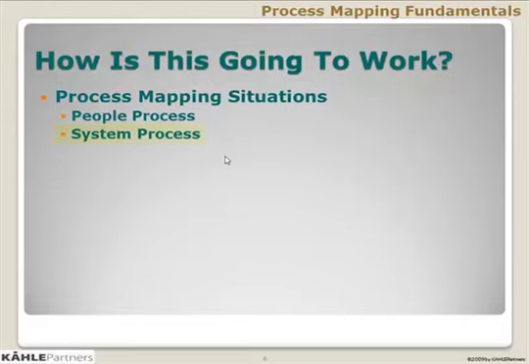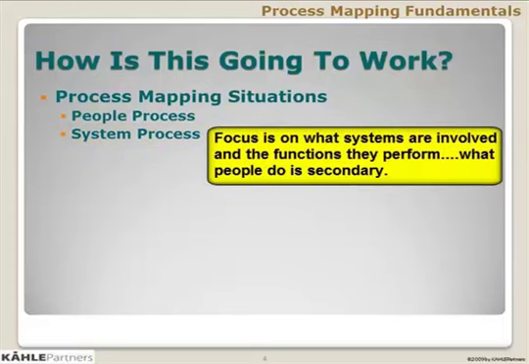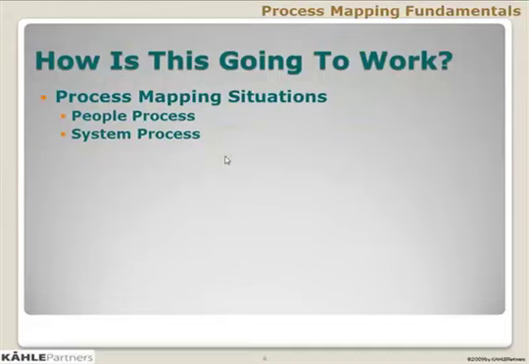Secondly, are system processes. This is the reverse of the first situation. Here the focus is on the activity of what systems are doing or supposed to do, not what the people are doing. In other words, people are ancillary to the process. And the difference in choosing which case it is affects what objects you use in your process map to describe the process. You'll see what I mean by that when we get to some of our examples.